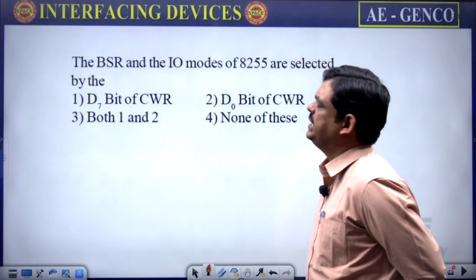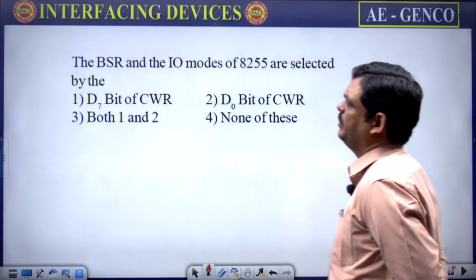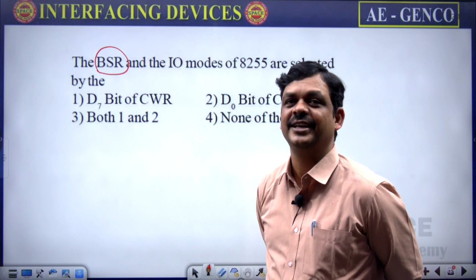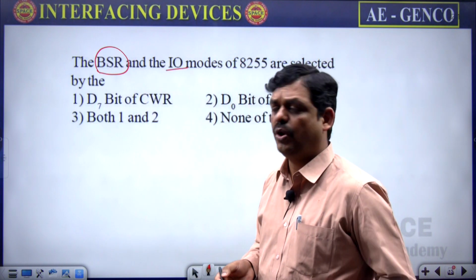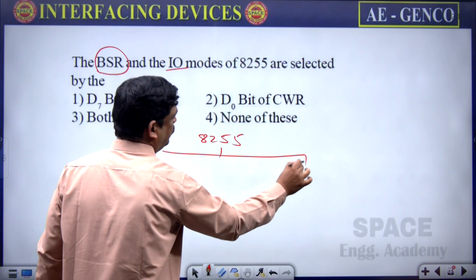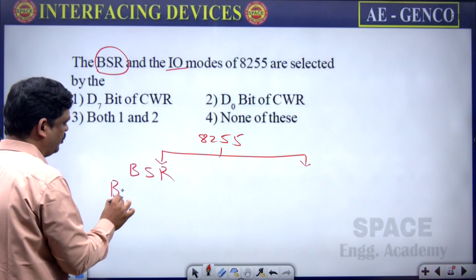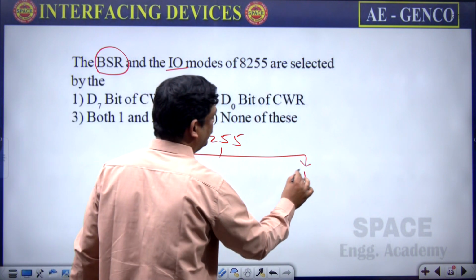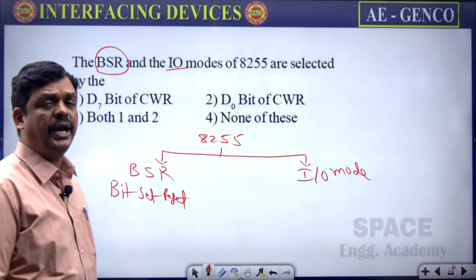Yeah, another question from the interfacing devices. The BSR and IO modes of 8255 are selected by the what? BSR is nothing but bit set reset, and IO is input and output. 8255 can operate in two modes. One mode is called BSR mode, bit set reset mode. And another mode is IO mode, input and output mode.